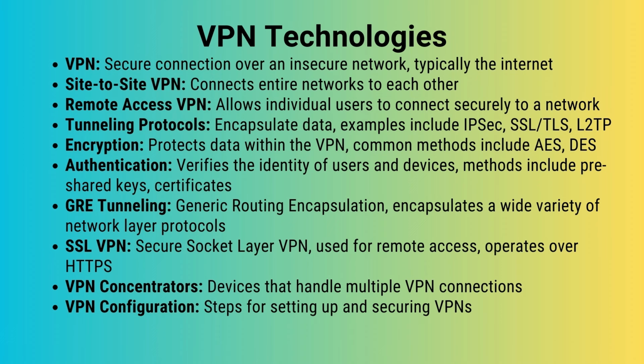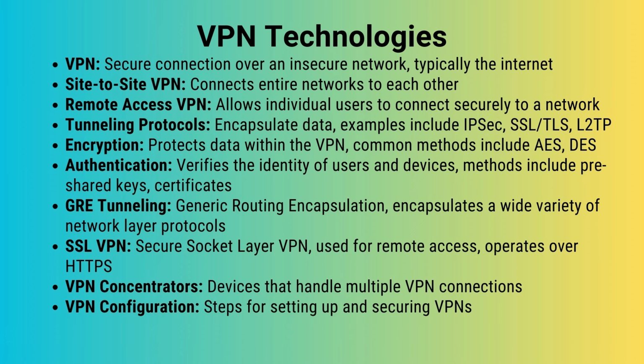Virtual private networks create secure connections over public networks, essential for remote access and site-to-site connectivity. There are two main types of VPNs. Site-to-site VPNs connect entire networks to each other, while remote access VPNs allow individual users to connect securely to a network. VPNs use tunneling protocols to encapsulate data, with common protocols including IPsec, SSL/TLS, and L2TP.